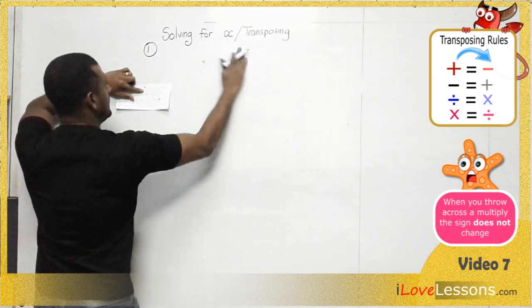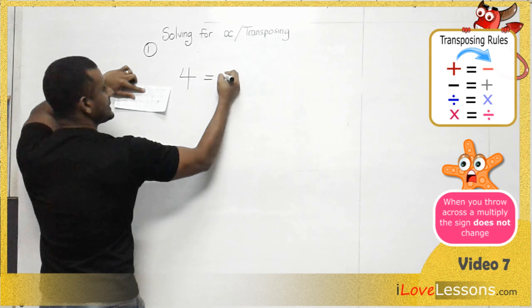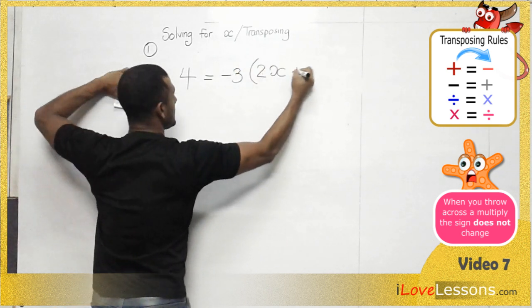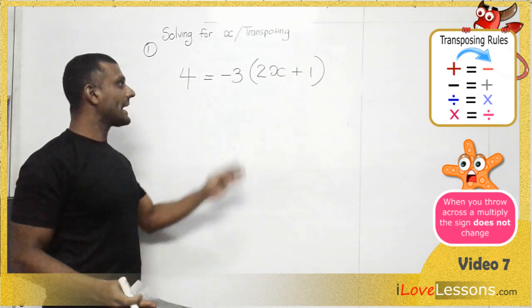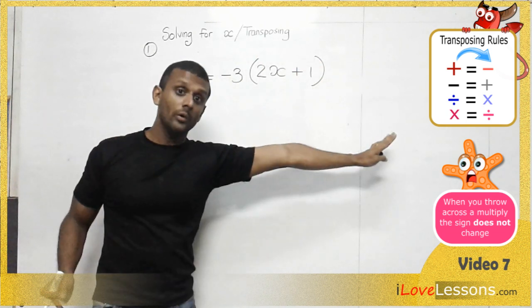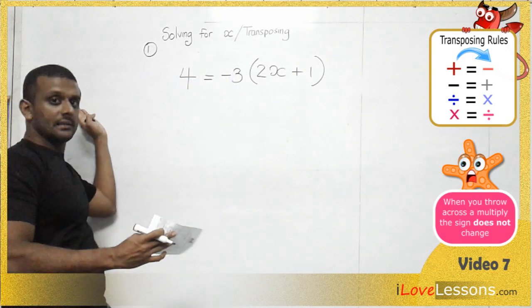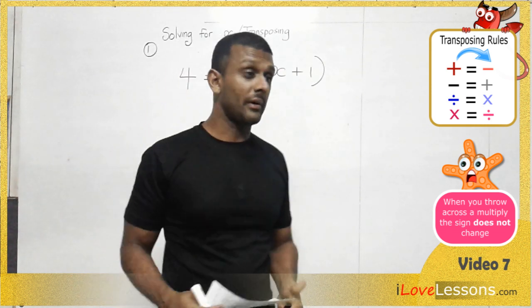So, how about 4 equals -3, open brackets, 2x plus 1. You notice in this question, the x is on this side alone of the equal sign. So there are no x's on this side. That's not a problem. The first step, the brackets, we need to get rid of the brackets.